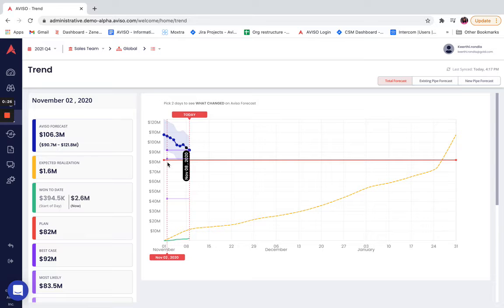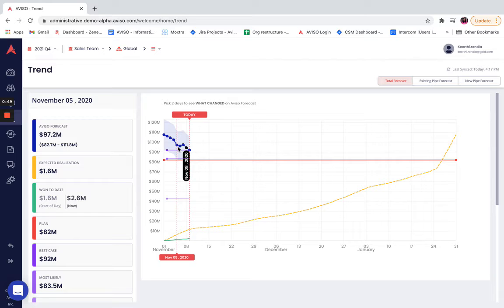And on the trend chart, you will see that the y-axis is the amount and the x-axis is the time period. The red line here indicates your company's plan, and the blue line here is Aviso's AI forecast that is generated right from the beginning of the quarter, and that indicates what our AI is predicting where you will be ending at by the end of the quarter.